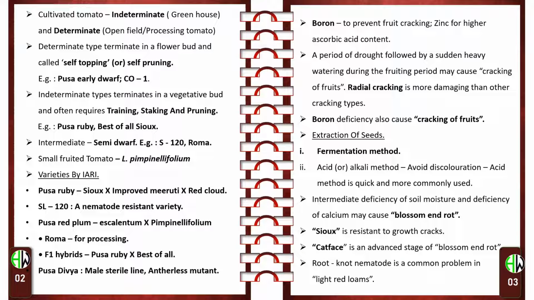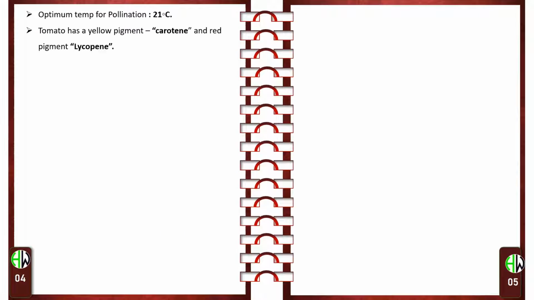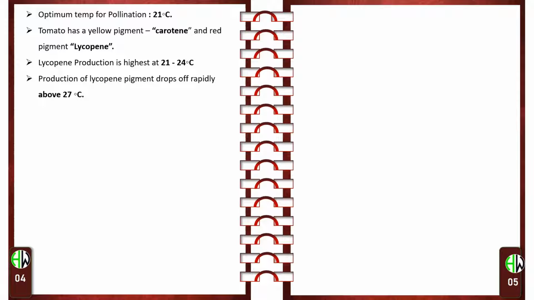Root knot nematode is a common problem in light red loams. Then, optimum temperature for pollination is 21°C. Tomato has a yellow pigment carotene and red pigment lycopene. Lycopene production is highest at 21 to 24°C. And production of lycopene pigment drops off rapidly when temperature is above 27°C.